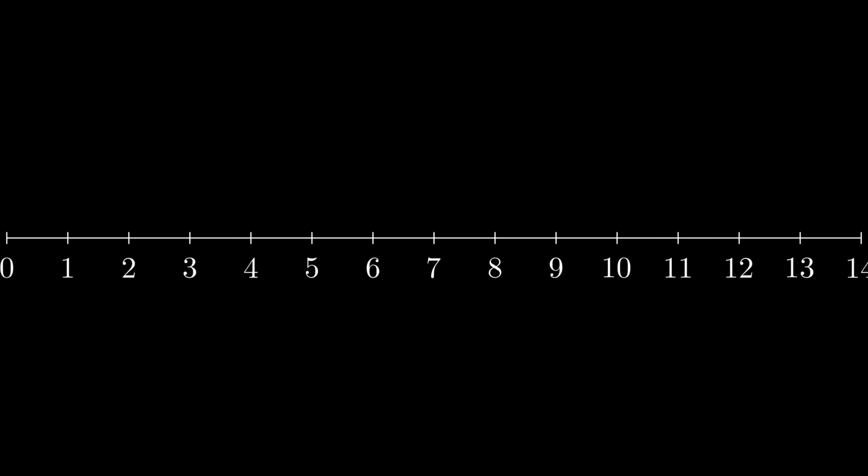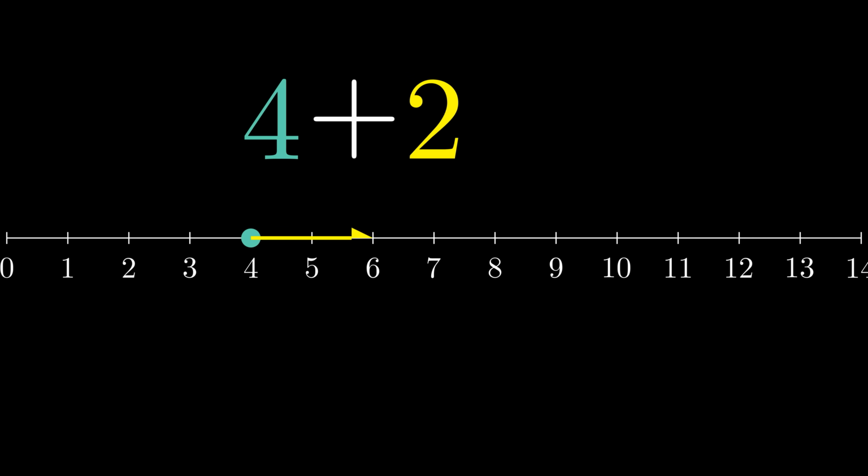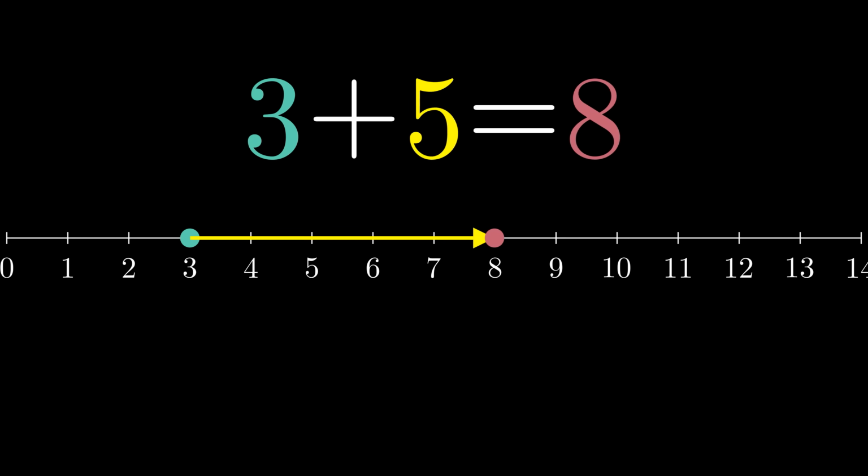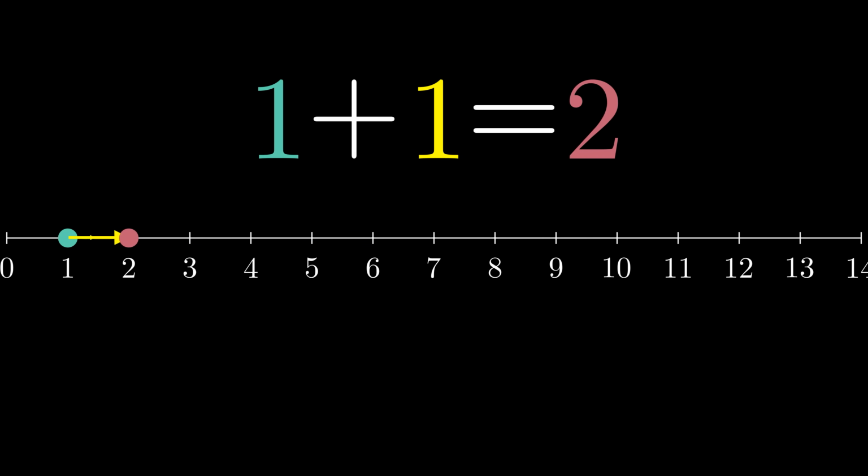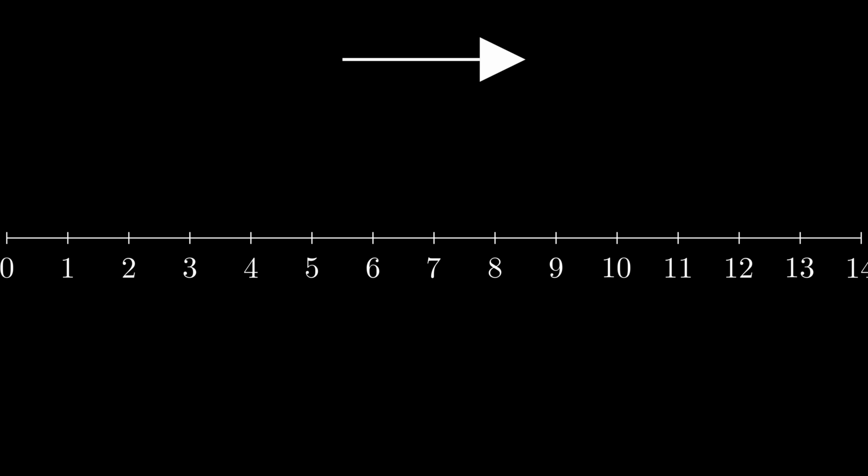For example, if you start right here with a 4, then you can add 2 to it and move right. Or you can take 3 for example and add a 5 to it. Or you can take 1 and add another 1. But one thing which is really interesting is that no matter what you add together, you always move right, never left. So what if you want to move left?